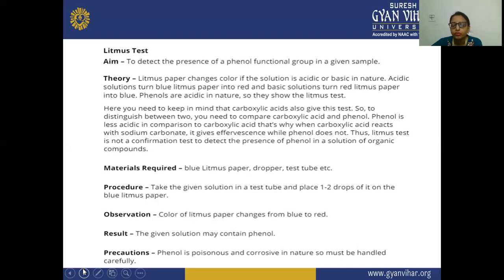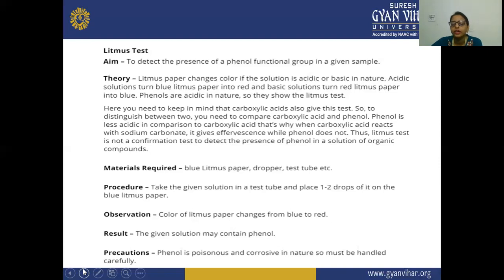So the material required: to do this test, we need blue litmus paper, a dropper, test tubes, etc. The procedure is that we take the solution of the given sample in a test tube and place 1-2 drops of it on the blue litmus paper. The observation is that the color of the litmus paper changes from blue to red. So the result is that the given solution may contain phenol.